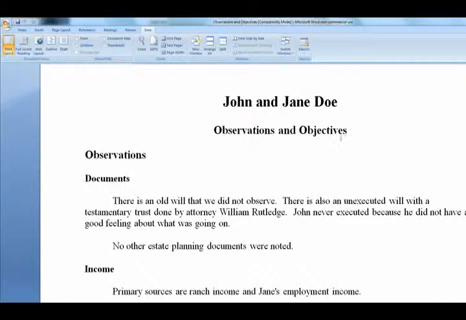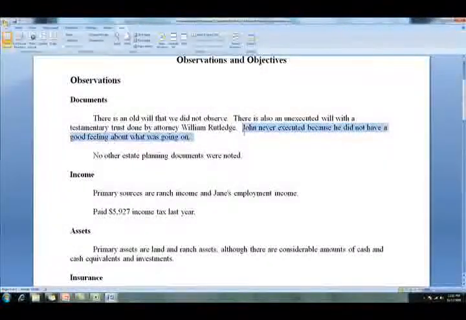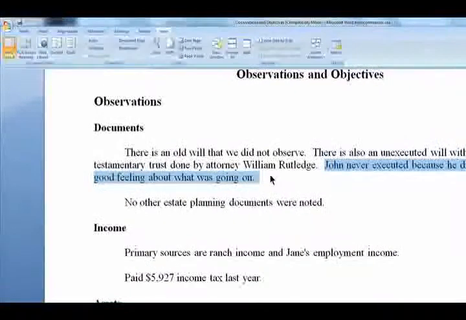So number one, there's an old will that we did not observe. It's a very old will, and like the husband said, it doesn't matter because we're going to change it. He had started doing some estate planning with another so-called specialist estate planning attorney, and come to find out that this attorney had made the family a testamentary trust instead of a revocable trust like they wanted. Of course he didn't have a good feeling about what was going on there, so he never executed any of those documents.